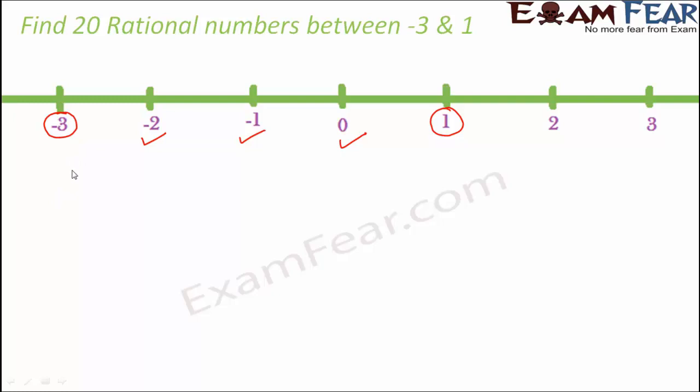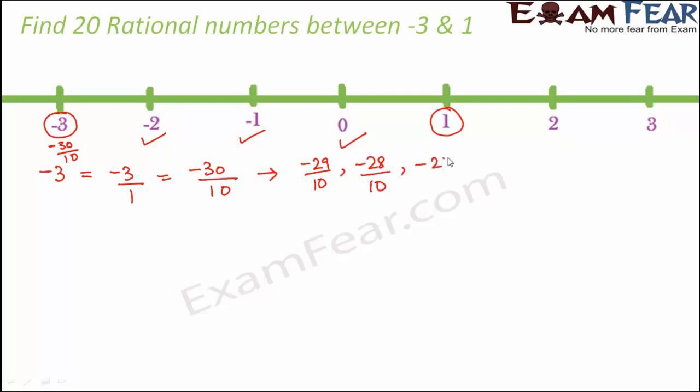So let's see, how can we do this? Now, minus 3. How can we write minus 3? It can be written as minus 3 by 1 and this can be written as minus 30 by 10. Right? Now, let's start from minus 30 by 10. If we want to move this side, what will happen? What is the number that would come immediately after this? It would be minus 29 by 10, then minus 28 by 10, minus 27 by 10.